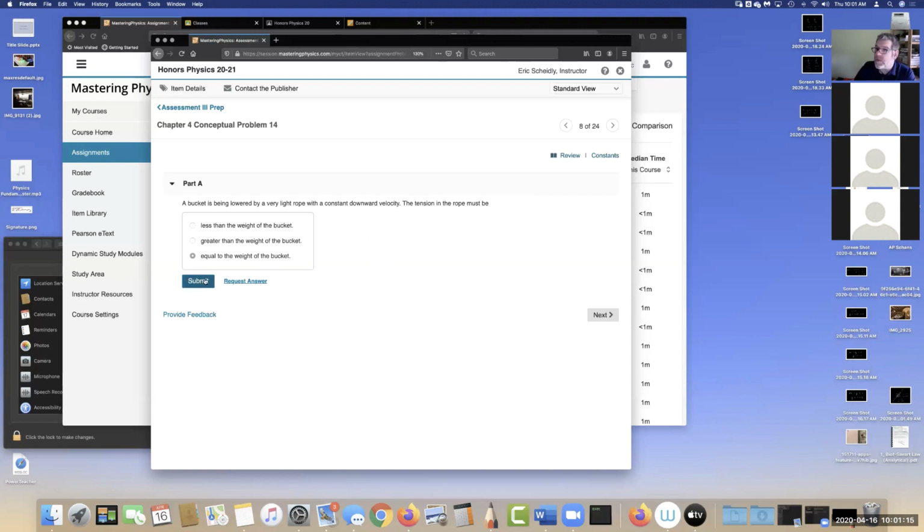Where people go wrong with this is sometimes they think that if the total force is zero, the thing's not moving, because that happens often. If I set my coffee mug here and it sits on my desk and it's not moving, the sum of the forces is equal to 0. But the sum of the forces being 0 means the acceleration is 0. It doesn't mean the velocity is 0. So this bucket's moving with constant velocity, no acceleration, and therefore the forces add up to 0, and therefore the tension force upward is equal to the weight force downward. Get my points correct.